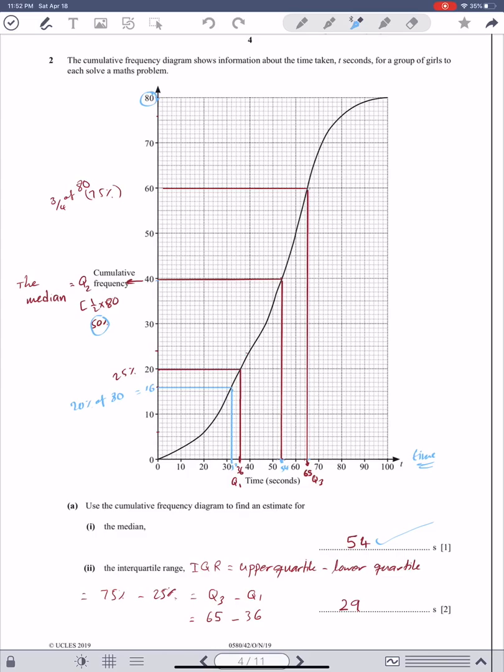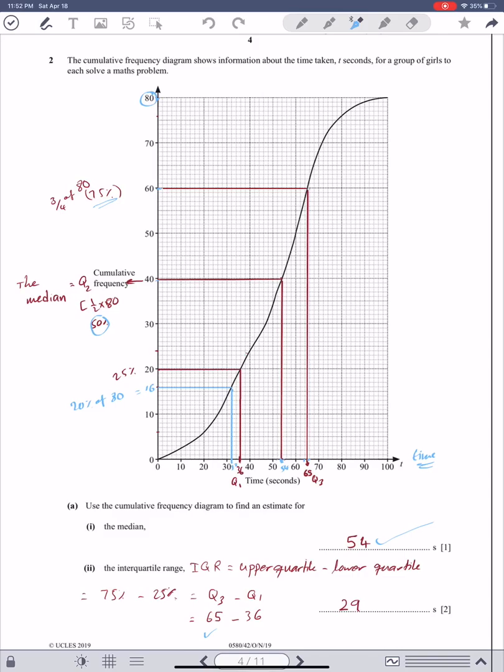The interquartile range, IQR, is equal to the upper quartile minus the lower quartile. The upper quartile, or Q3, is 75%, or 3/4 of the total. So 75% of the total, which is 80, is 60. You do the same by a ruler. Look here, aim this in the middle between 64 and 66. So the upper quartile is 65.